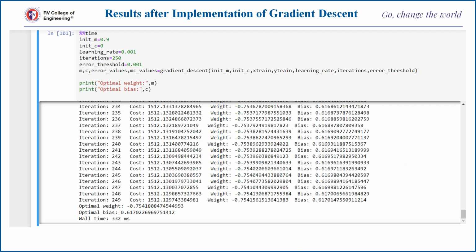Now, results after implementation of gradient descent. At each iteration, we can see the cost function is decreasing and we are changing the value of weight and bias. So finally, the optimal weight came out to be minus 0.75418 and optimal bias 0.6170.